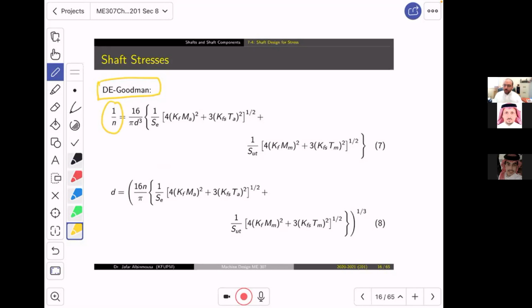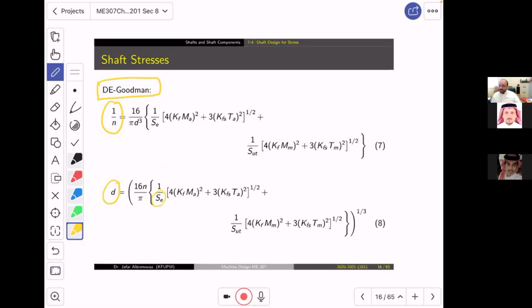What happens if you want to know the diameter? Everybody was asking me about this for the project. What is the diameter? How do we know what the diameter is? So here, guys, this is the confusion part.